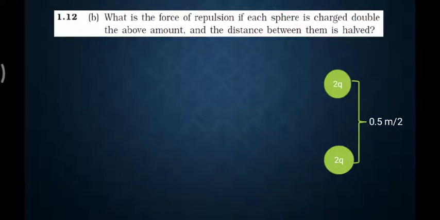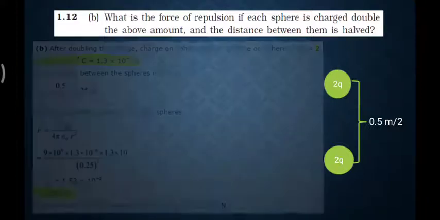Now the next task in the same question: what is the force of repulsion between them if the charge is going to be doubled and the distance is going to be half of it? So whatever the 6.5 number given is going to be doubled, and the distance between them, 0.5 meter, is going to be half. It means you are now taking it as 25 centimeters.